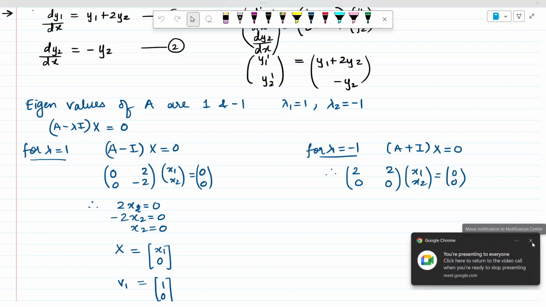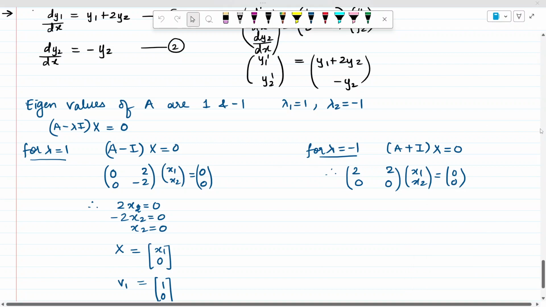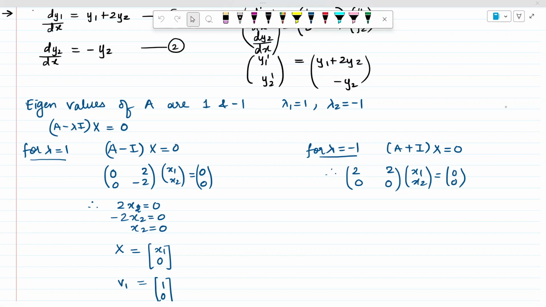Is the screen visible now? Yes, ma'am. Okay, and let me know if it is still lagging or it's working.